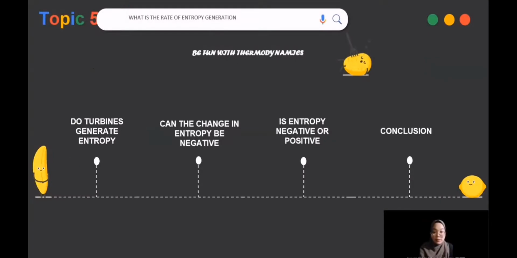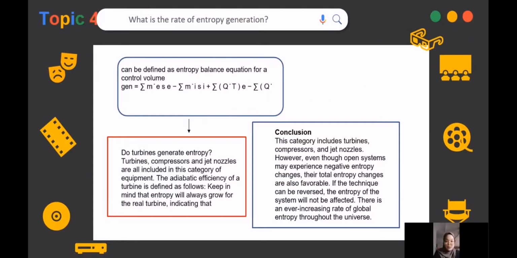ID number MA19089. The entropy generation rate is associated with the losses in a process. An entropy balance equation can be defined by this equation. The first one: do turbines generate entropy? Turbines, compressors, and jet nozzles are all included in this category of equipment.